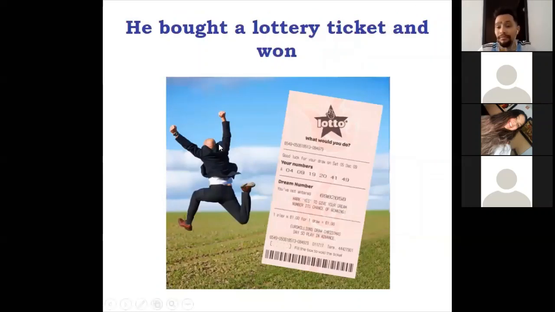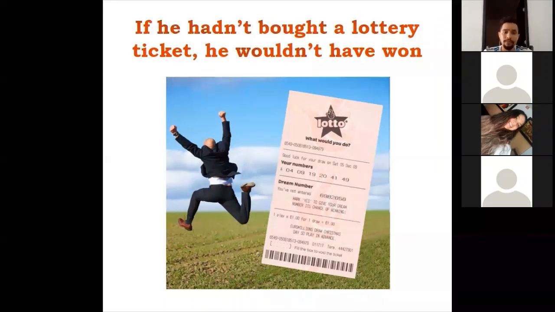Take a look at the man. He's jumping because he's extremely happy. Hey, he won the lotto. So he bought a lottery ticket and won. Conditional type 3. If he hadn't bought a lottery ticket, he wouldn't have won the lottery. Excellent, mister. That was great. If he hadn't bought the lottery ticket, he wouldn't have won.